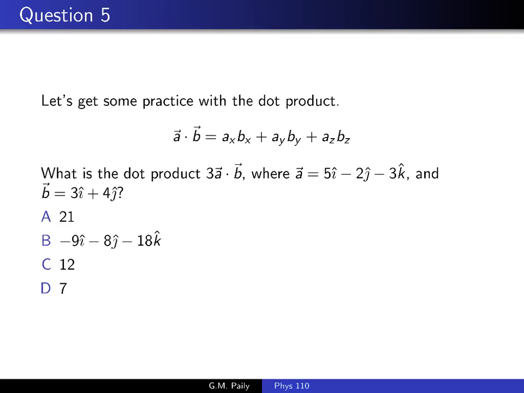We will now discuss the answer. Before we look at the actual solution, we notice that one of the possible answers can be eliminated straight away. Option B here is not a scalar. It is a vector, but we know that the result of the dot product should be a scalar. So option B can be eliminated right away.